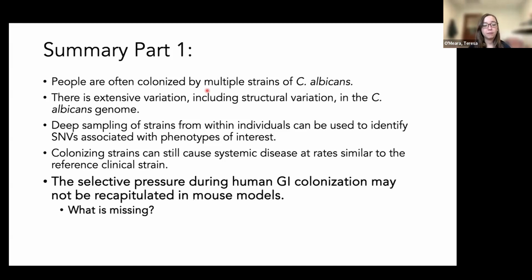And because people are colonized by these multiple strains, one isolate might not be predictive of the phenotype that you care about. Importantly, these colonizing strains can still cause systemic disease at rates similar to that clinical reference strain. So we're not really seeing that trade-off between commensalism and infection. And so that brings us to the next question: why are we seeing this in mice, but not in humans? What are we missing in our models?